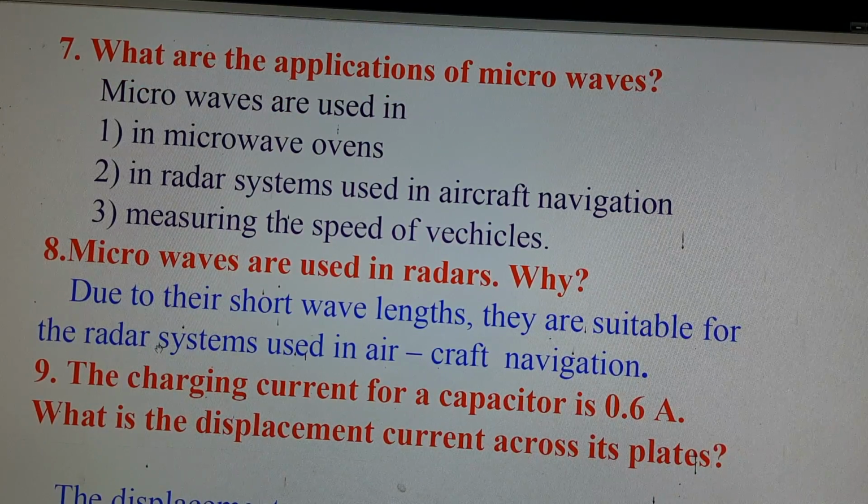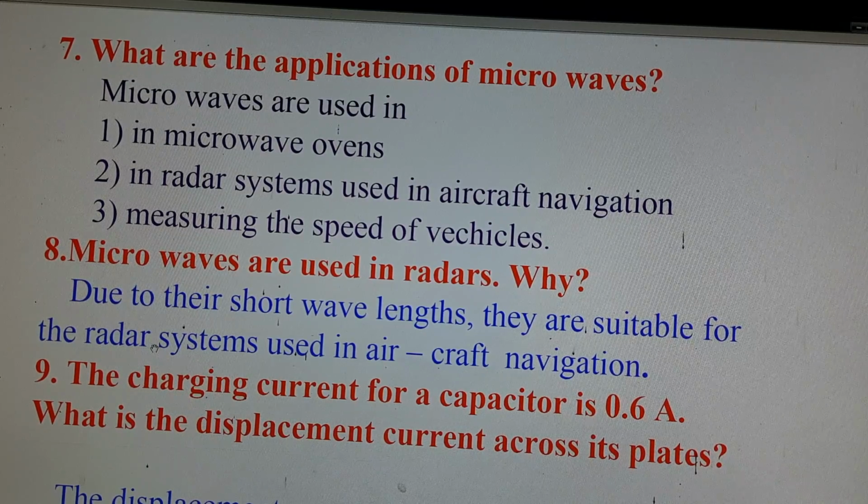And what are the applications of microwaves? Microwaves are used in microwave ovens. Why? Because a microwave oven can heat the food materials inside the instrument. The second one is in radar system for aircraft navigation, and third one is measuring the speed of vehicles. So these are the applications of microwaves. We can write any 2 points from an examination point of view.